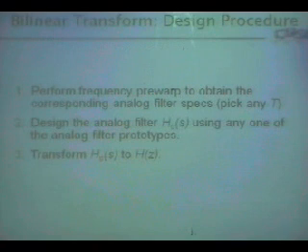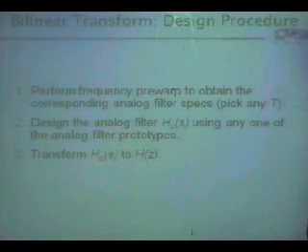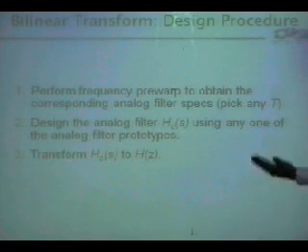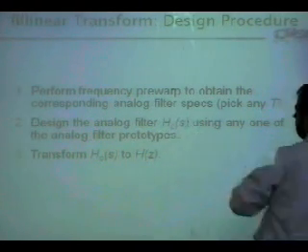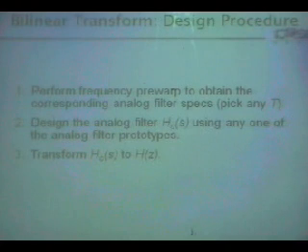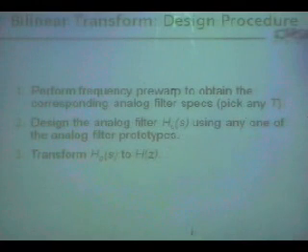So this is the bilinear transformation design procedure. Perform frequency pre-warp to obtain the corresponding analog filter specs. So first of all, you need to use the same relationship to translate frequencies from discrete domain to analog domain. You can pick any T, so preferably pick capital T equal to 2 or 1. 2 is better. Then you design an HC of S using the technique which we have already discussed, and then transform HC of S to H of Z.